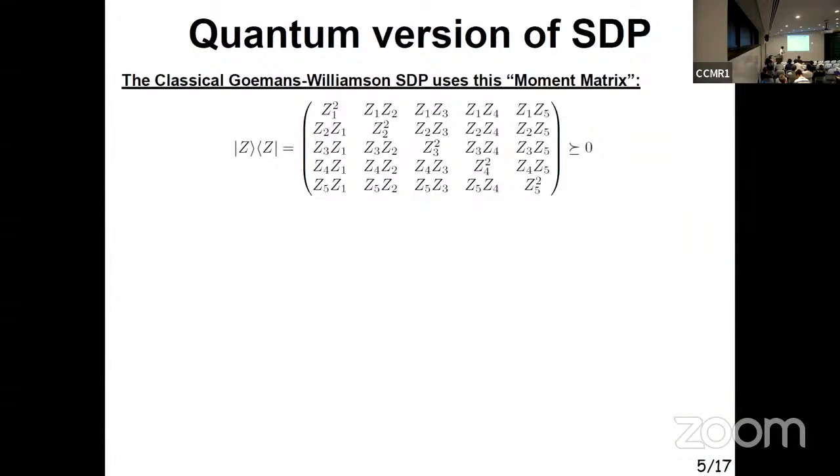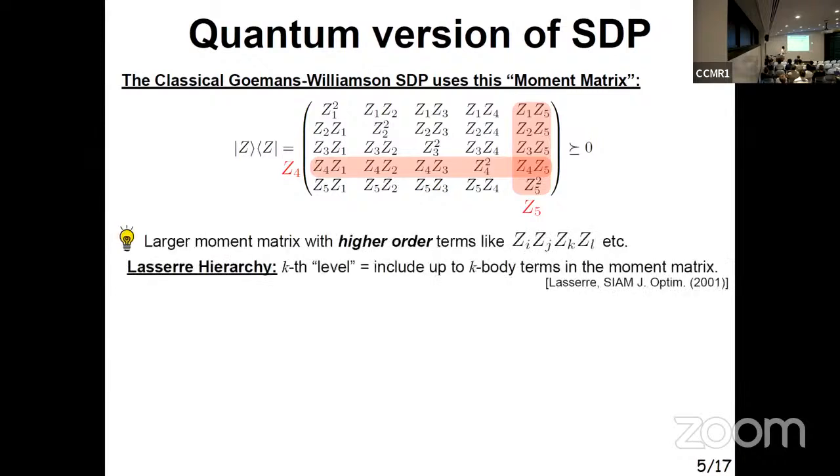This moment matrix plays the central role in classical semi-definite programming. If you look at this, you can notice that each row and column is labeled by Z_i's, from Z1 to Z5 in our example. You can actually imagine a larger moment matrix that also contains rows and columns corresponding to higher order moments, like Z1 Z2 and so on. That will contain more fine-grained information about the state you're trying to get, so it corresponds to a better approximation. And that's exactly what this Lasserre hierarchy is.